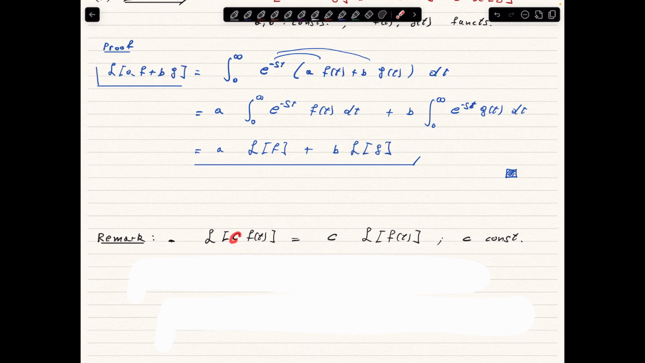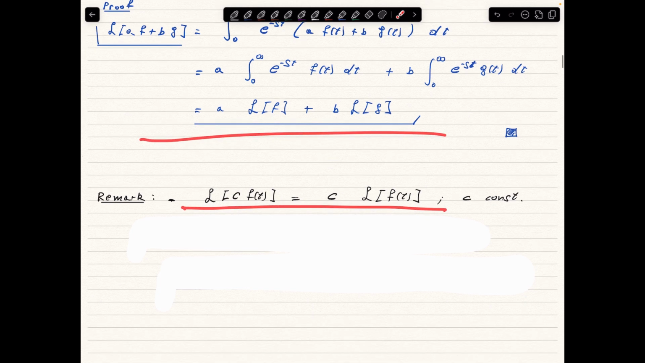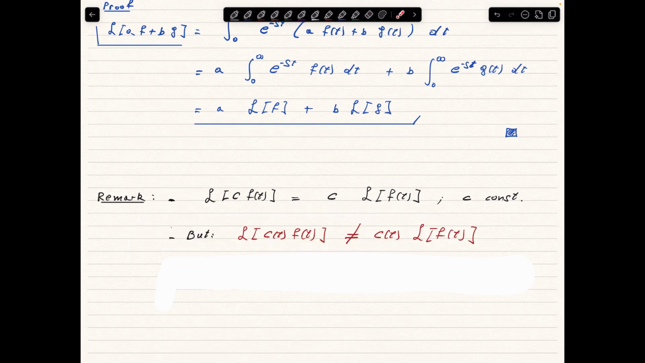If we have a constant times a function, the constant can be written outside the Laplace transform, or if we have a constant outside, we can put it inside. This goes both ways. This is a particular case of the linearity property. But if c is not a constant, then we cannot take it outside, because that works only with constants.